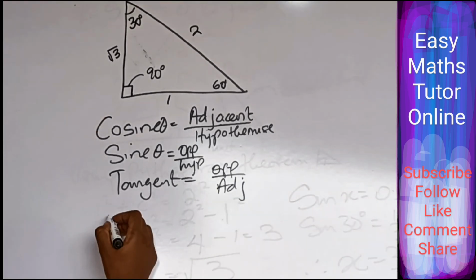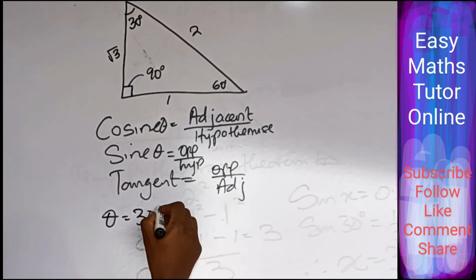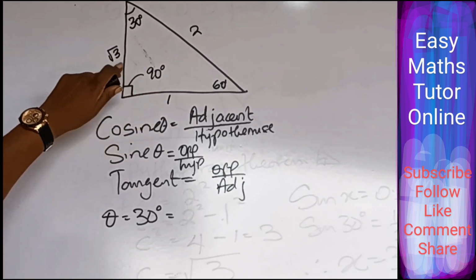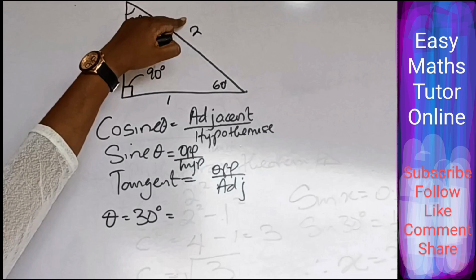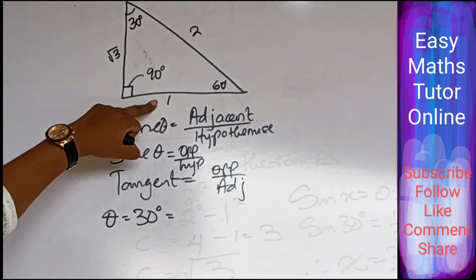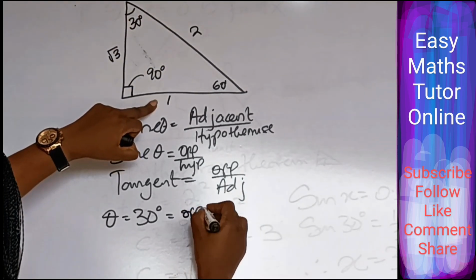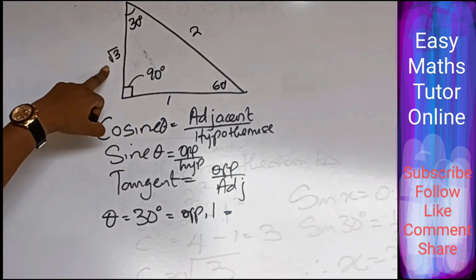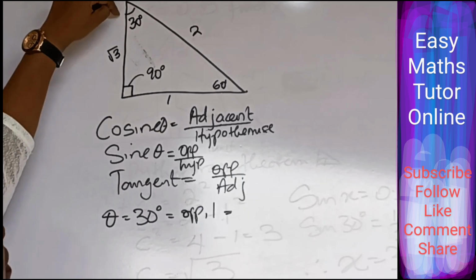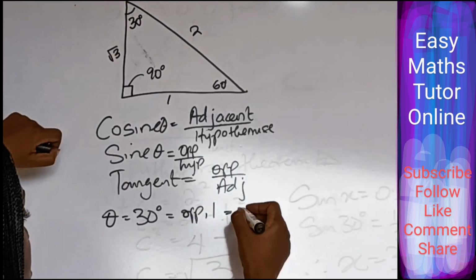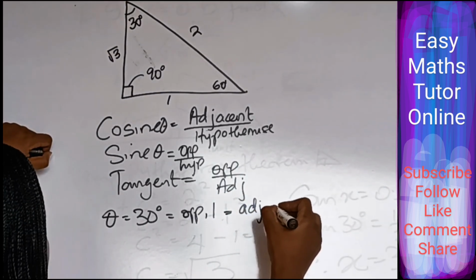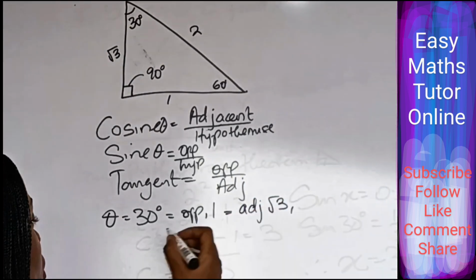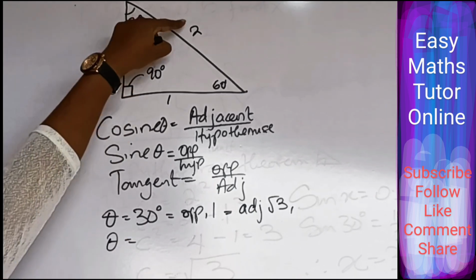And now we have different angles. We have angle 30 degrees. Angle 30 degrees has an opposite, an adjacent, and a hypotenuse. The opposite for 30 degrees is 1. The adjacent, meaning the line that touches the angle, for 30 degrees is root 3, while the hypotenuse for all of them will be 2.